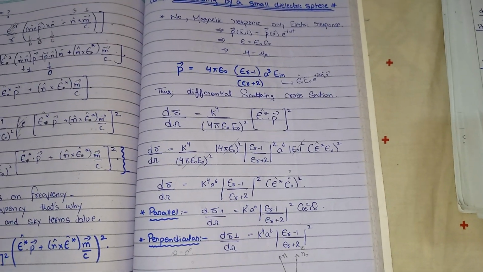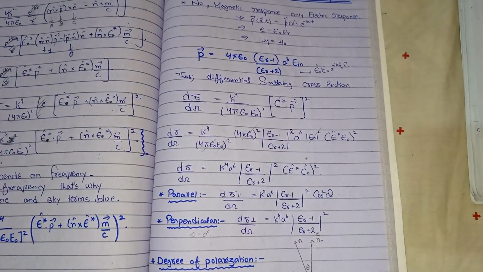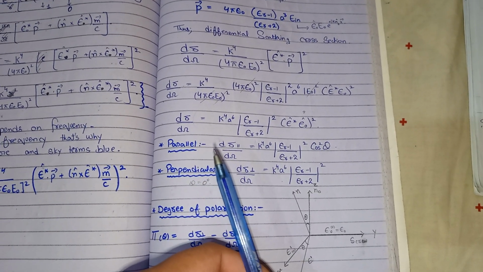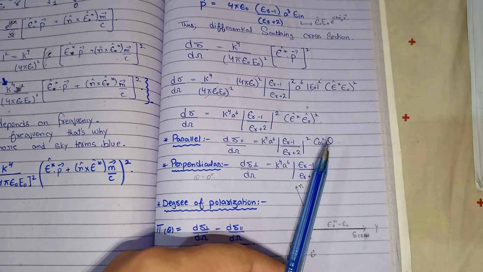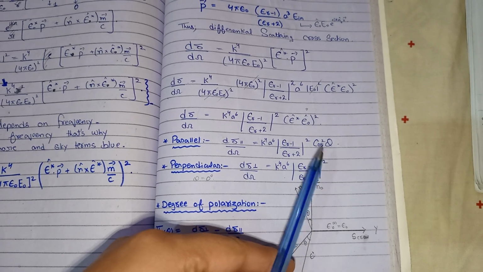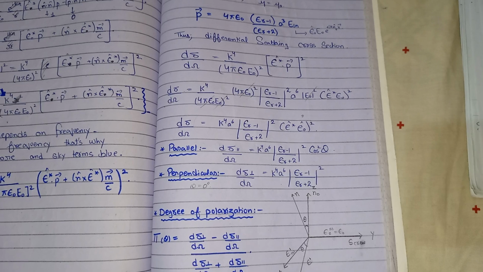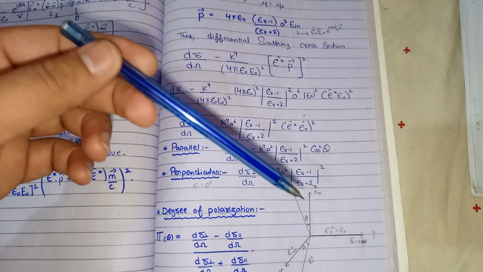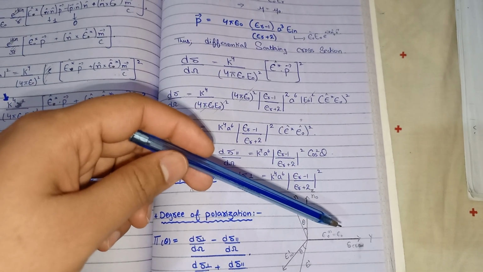Okay, before that, let us find the perpendicular as well as the parallel differential cross section case. In the parallel case, because it is rotated, it becomes cos of theta, so this expression becomes cos square theta. In the perpendicular case, the angle is zero between them, so E naught 2 equals E naught.